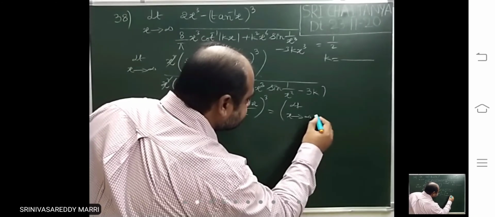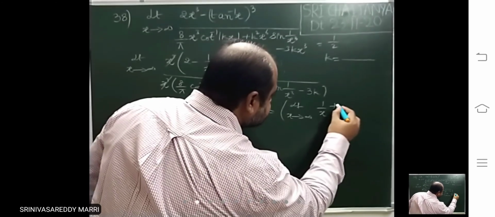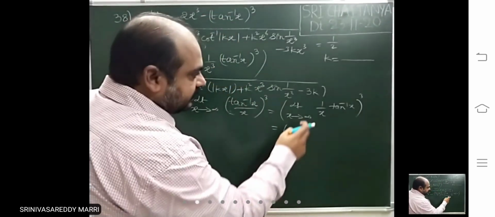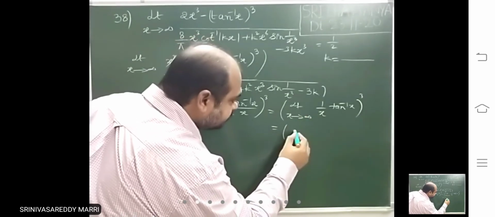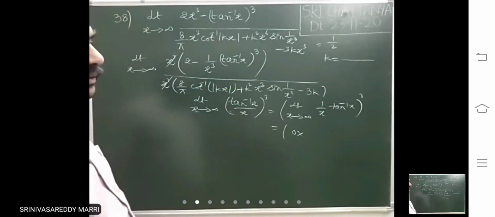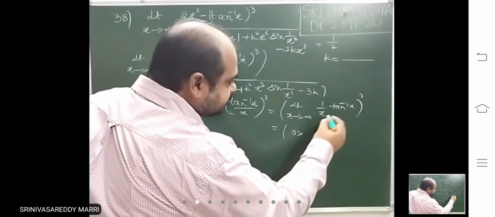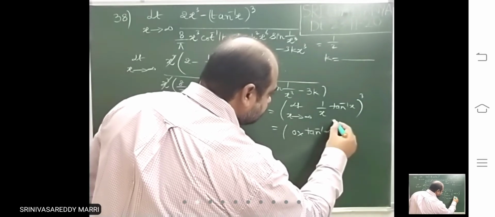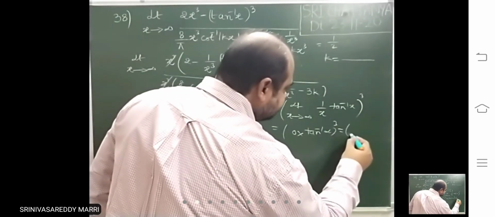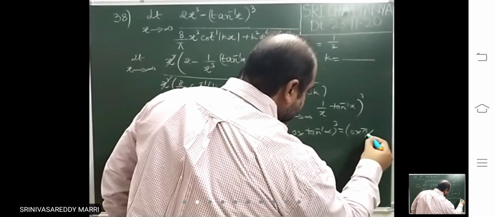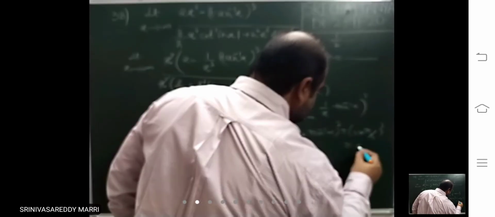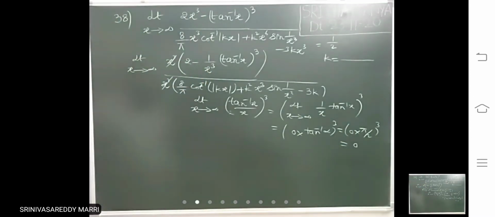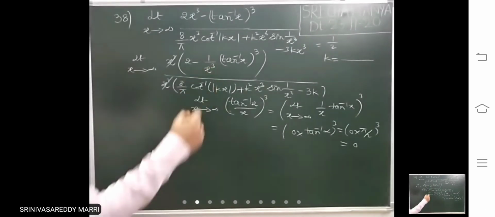Because limit x tends to 0, tan inverse x by x is 1. This is not 1. Look at this, I told 1 by infinity is what? 0. 0 into tan inverse infinity, and tan inverse infinity means you will get pi by 2. This is 0. So by mistake, if you write 1, you will get wrong answer. So this limit is 0.